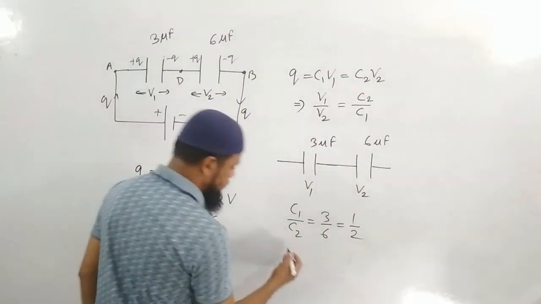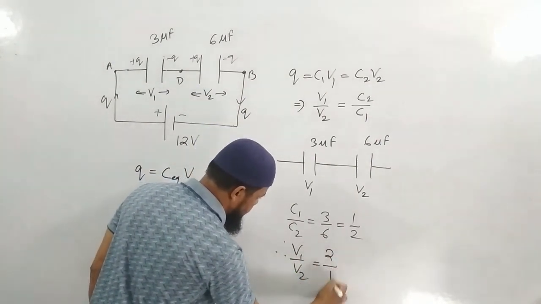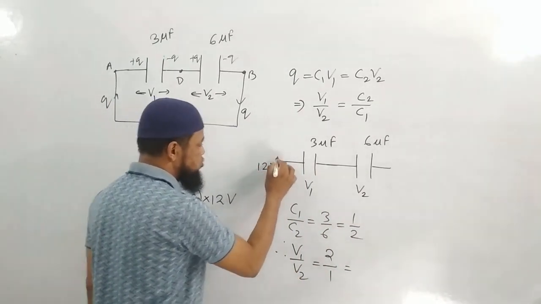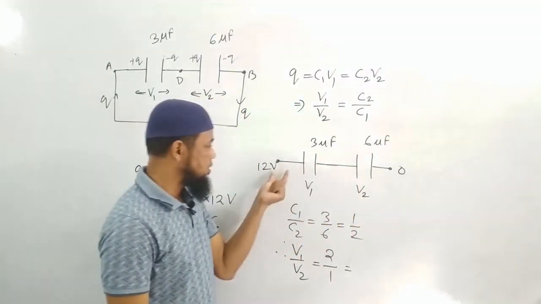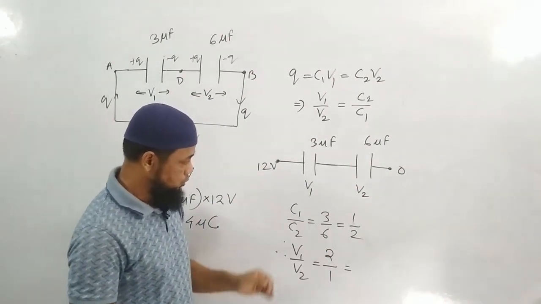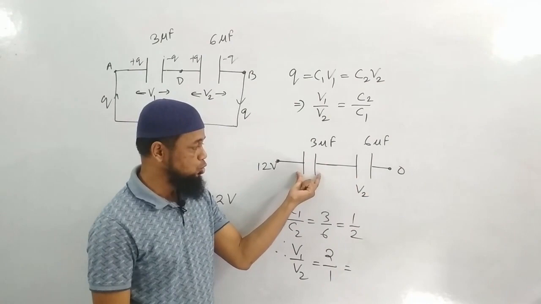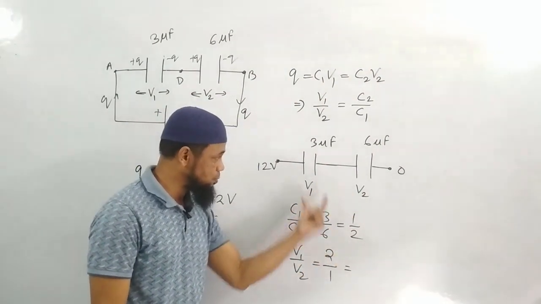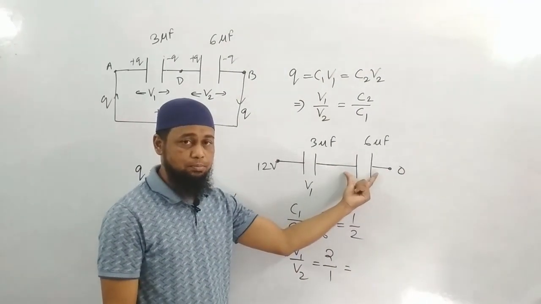Therefore V1 by V2 will become 2 is to 1. What is the total potential drop? Here it is 12 volt, here it is 0 volt. So the total potential drop is 12 volt. This 12 volt will get divided into 3 parts, out of which across this one will be 2 parts and across this one will be 1 part. V1 is 2 parts, and V2 is 1 part.